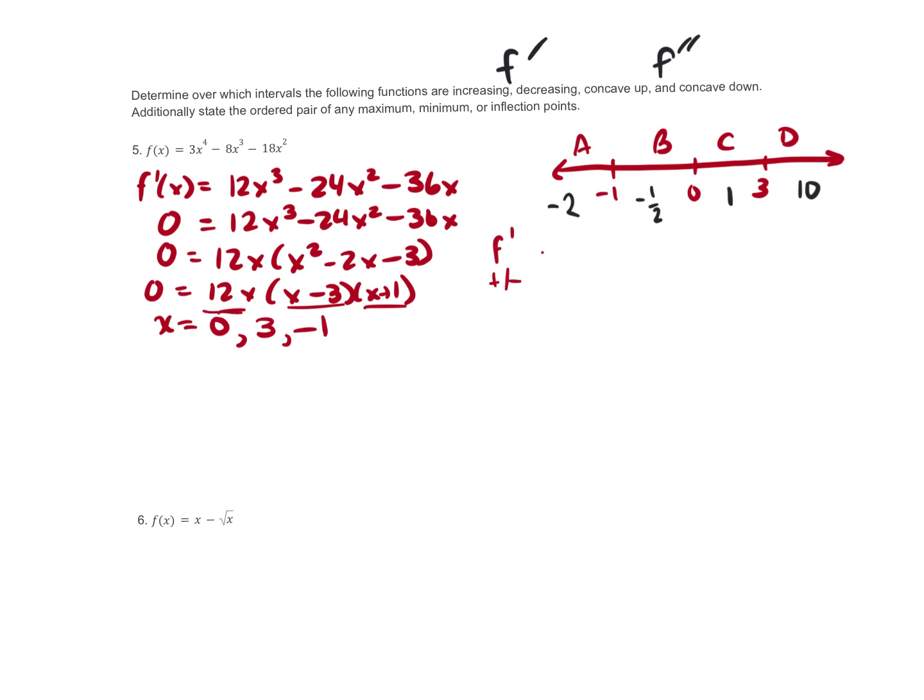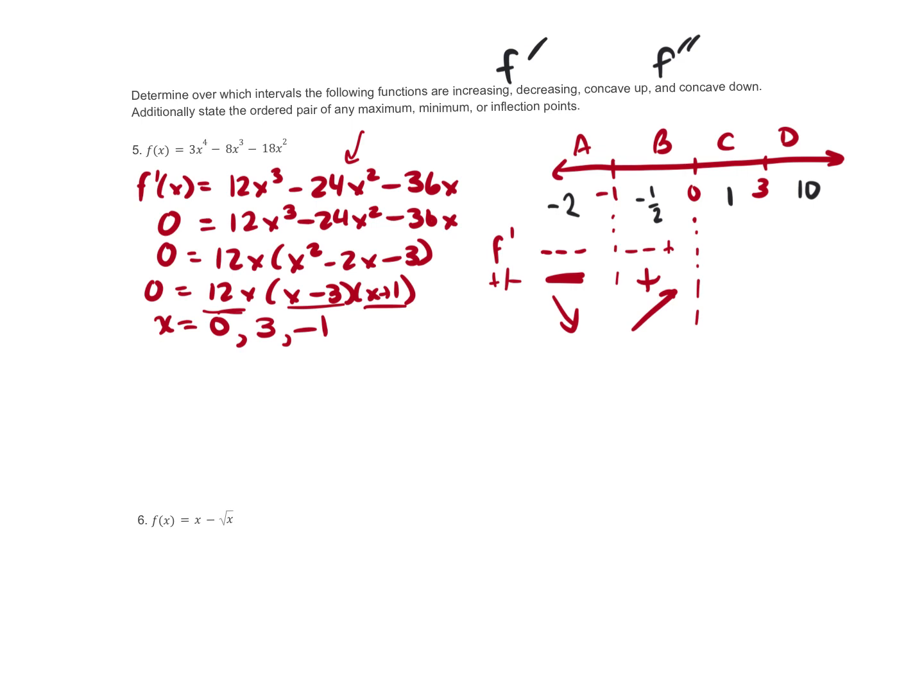So negative 2 makes it negative. Negative 2 minus 3 is negative. Negative 2 plus 1 is negative. So it's essentially 3 negatives, so this region is negative, which means the function is decreasing. Negative half times 12 is negative. Negative half minus 3 is negative. Negative half plus 1 is positive, so that region is positive, so it's increasing. You can just plug them into the original derivative. I'm just doing it with factors because I don't want to use a calculator.